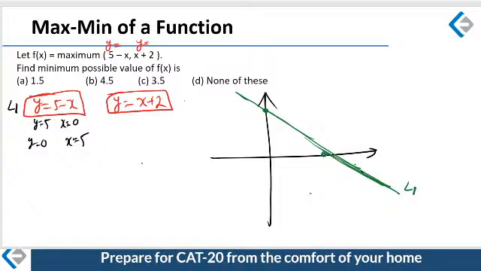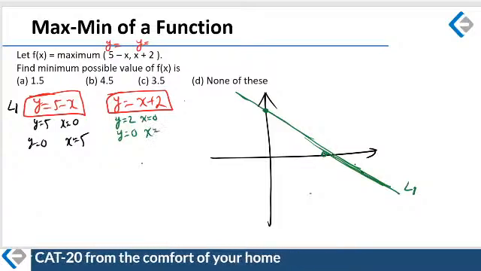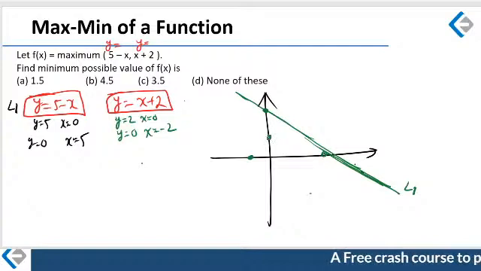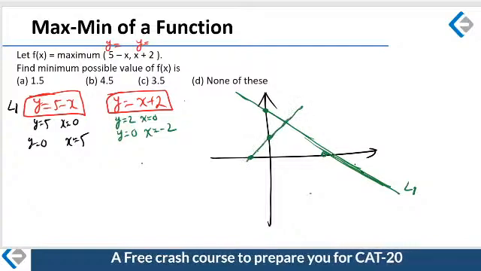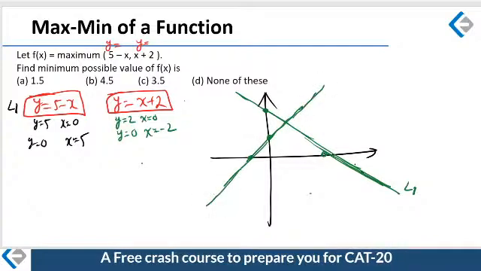Come to line 2, guys. Put x is equal to 0. If you put x is equal to 0, y is equal to 2. Put y is equal to 0, x is equal to minus 2. Let me call this x is equal to minus 2, and this y is equal to 2. This is my second line, which is passing like this. This is line number 2.